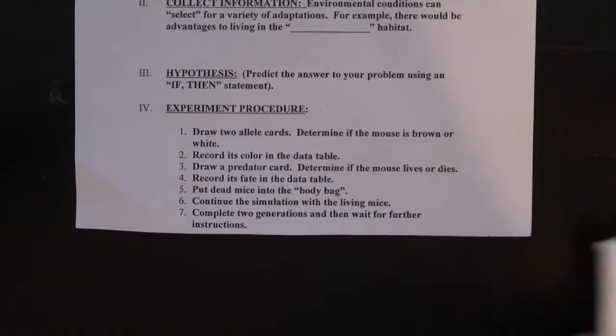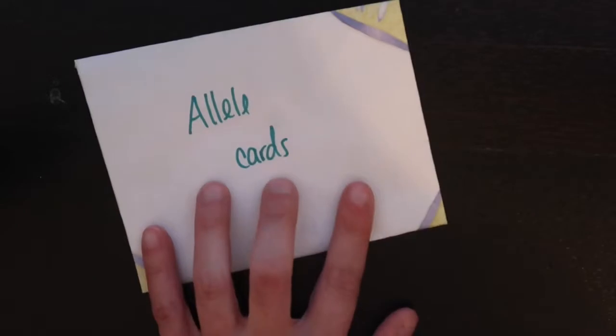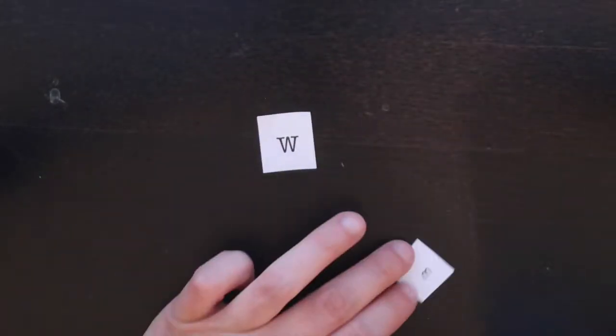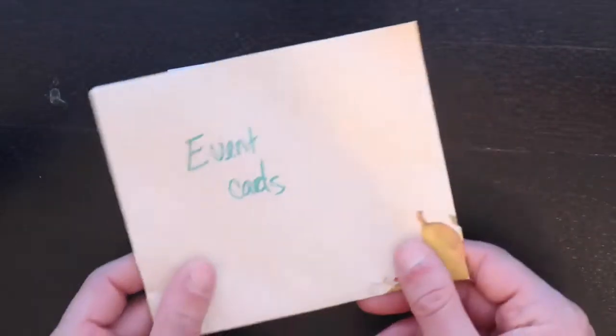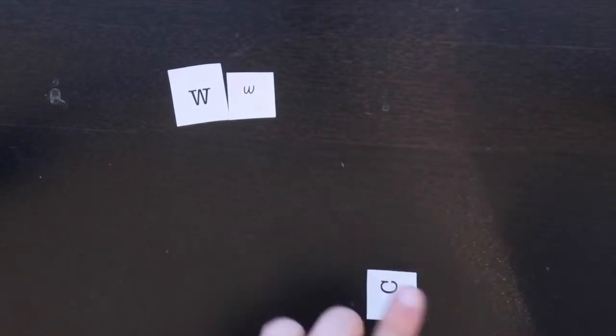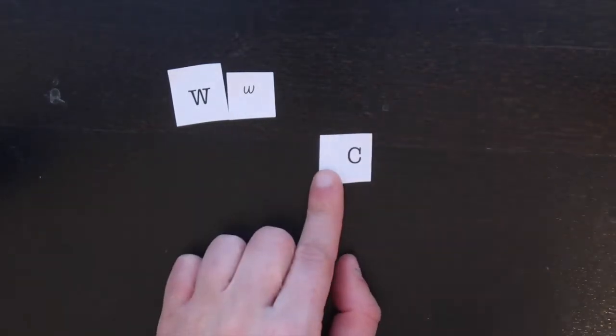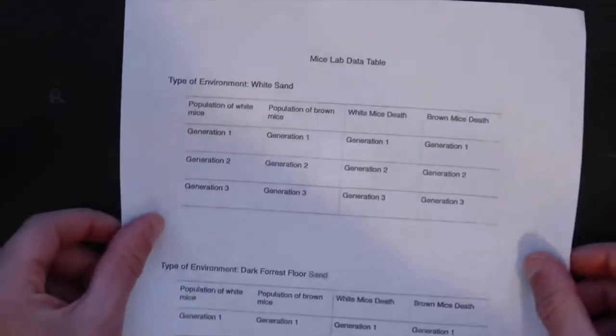So basically what we're going to do is take out two allele cards, and if you've done genetics in the past, you'll know that capitals are dominant and lowercase are recessive traits. So we're going to pull out two alleles. Since there is a capital W and a lowercase w, it is going to be a white mouse. We'll pull out an event card next to see if it lives or if this mouse dies. So it is C. The first environment we're looking at is a white sandy desert.